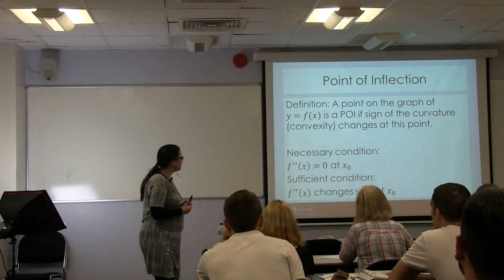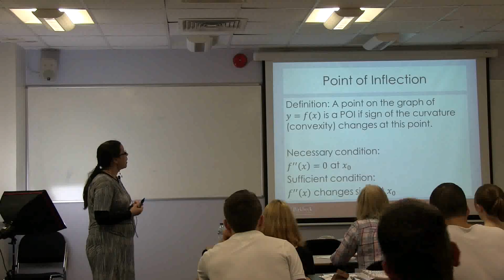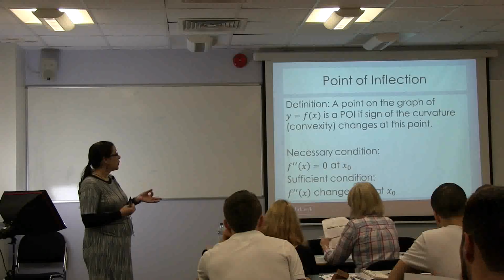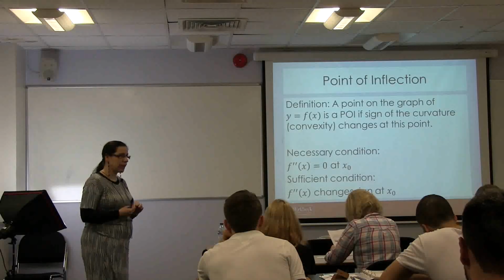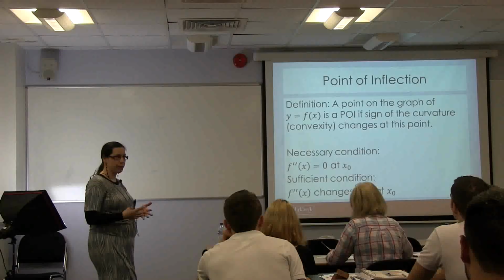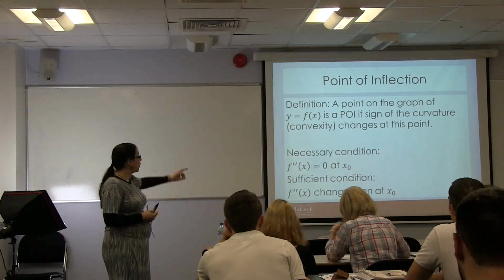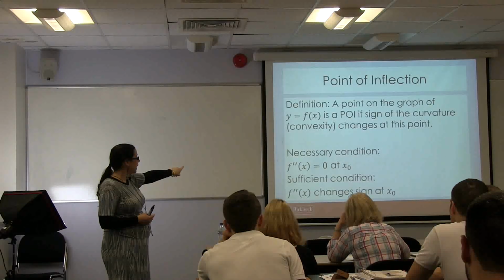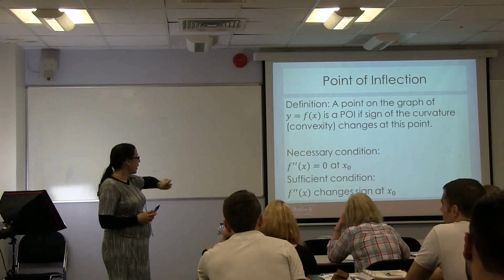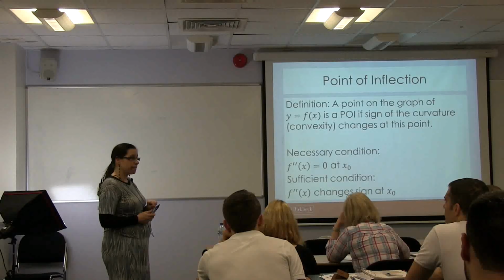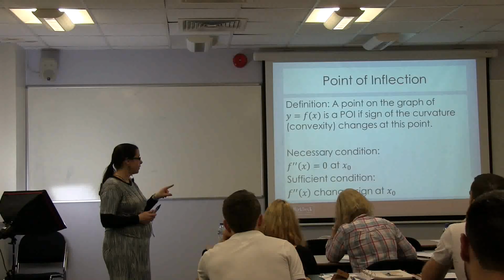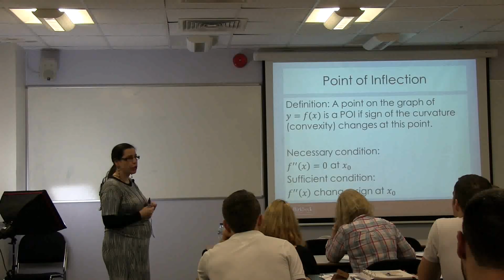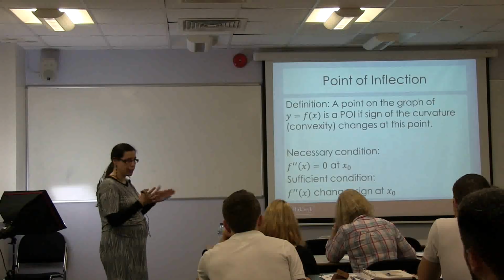Well, the mathematical definition is that a point of inflection is where the sign of the curvature, the convexity, changes at this point. I don't think you have been given this formal definition, but you were told 2 conditions. Basically, the second order derivative at that point is 0, but it also changes sign at that particular point, which was a condition that the third order derivative was not 0. The 2 things are equal.